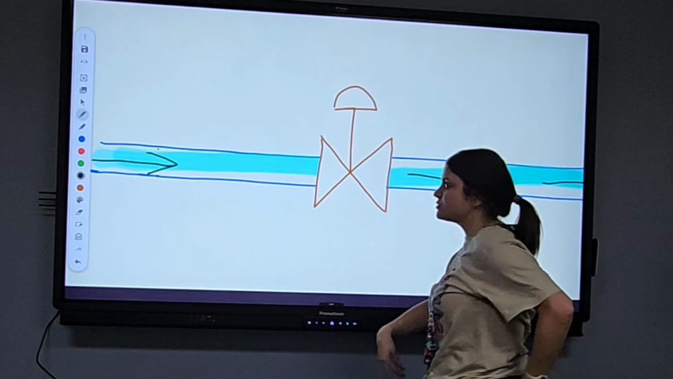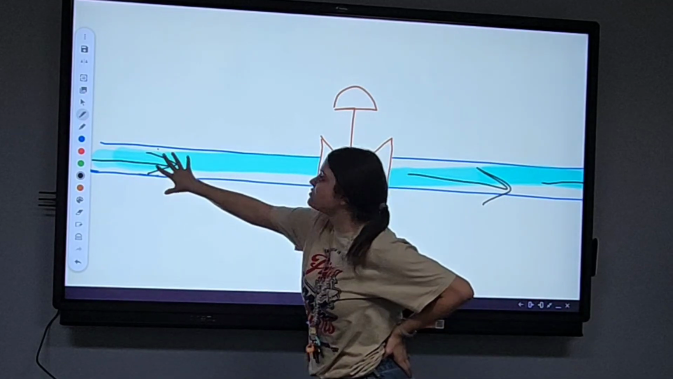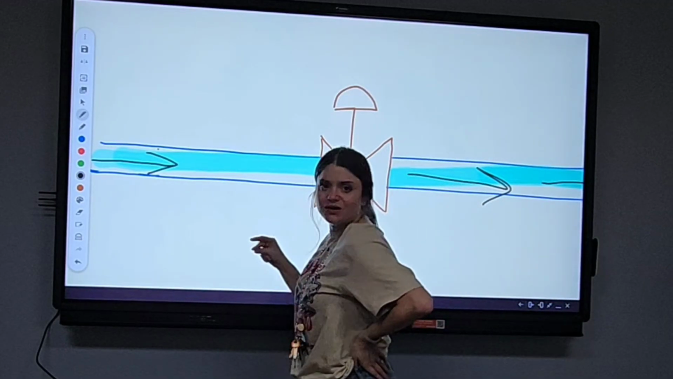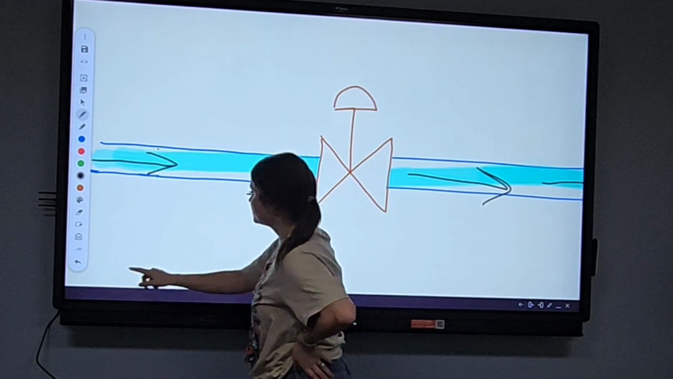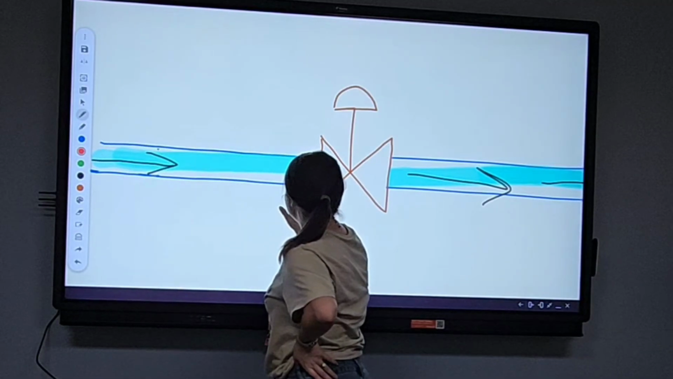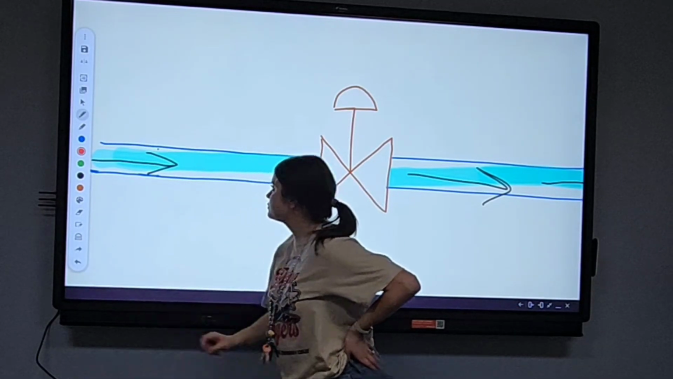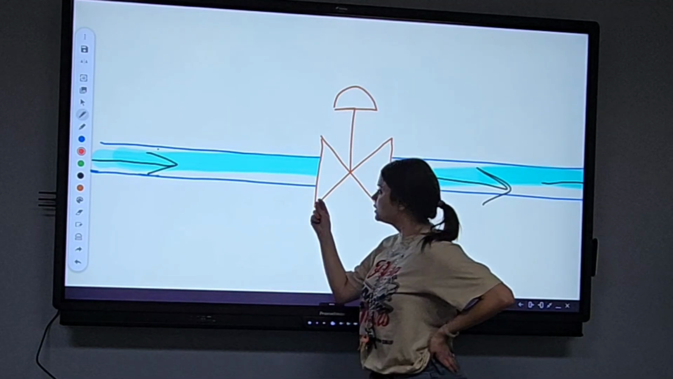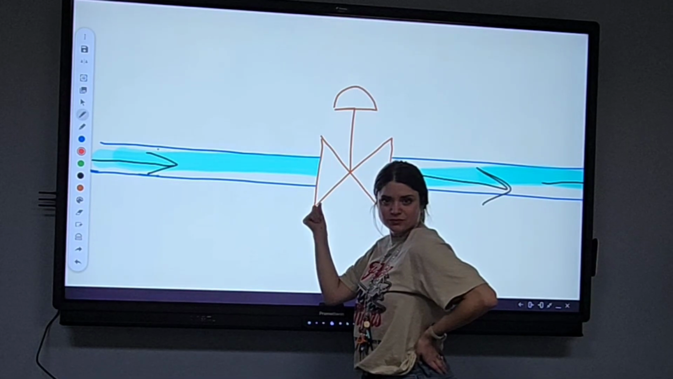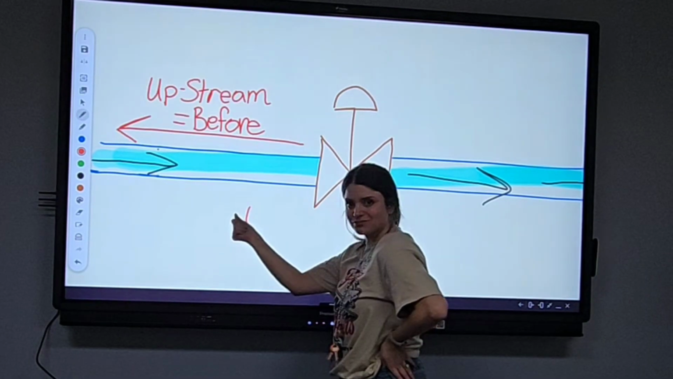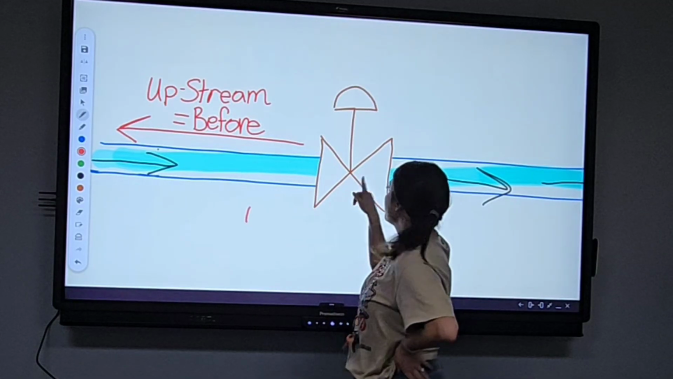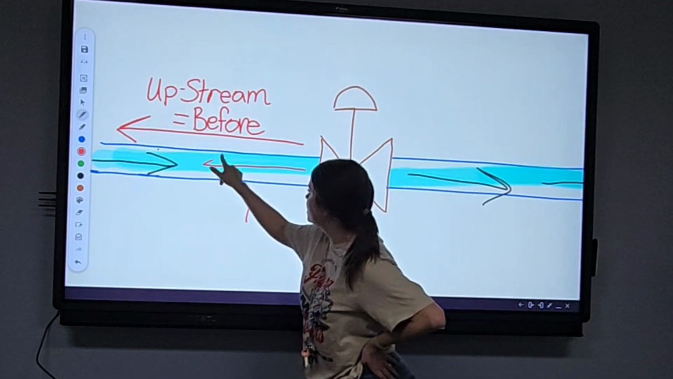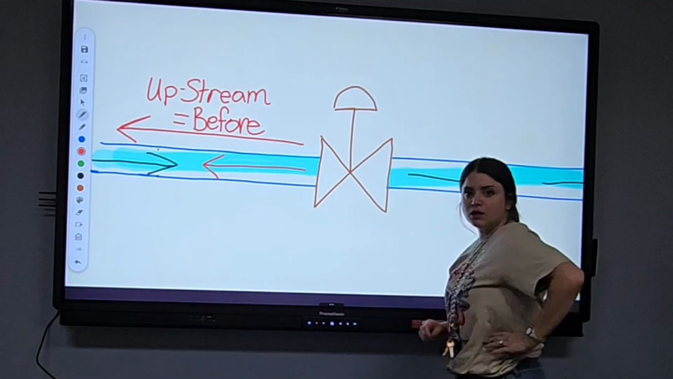So same concept. I have my process piping with my process fluid flowing this way, right? And I'm going to have an automatic control valve. So if I say upstream, I mean before that control valve. Upstream of that control valve means before that control valve. I'm going against, up the flow path, okay?